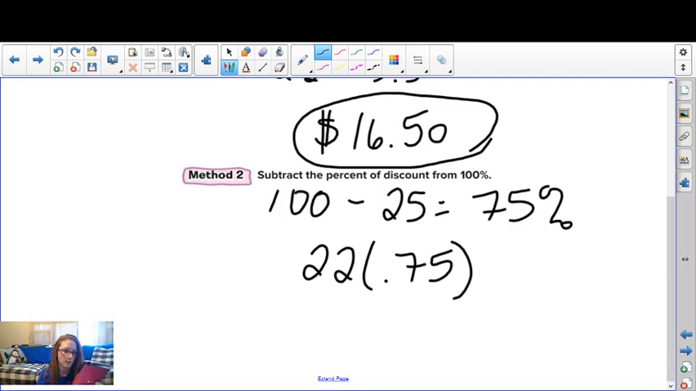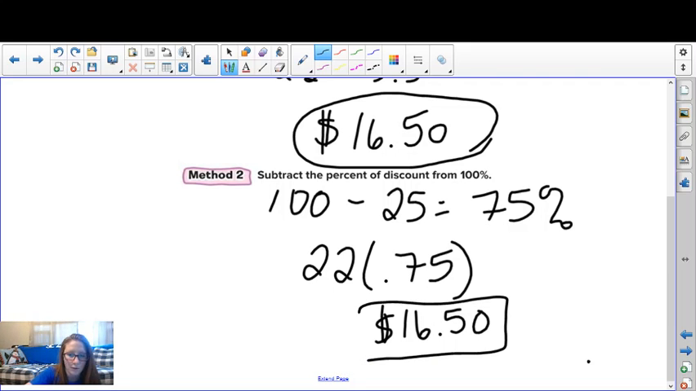Oh, I hit a button. There we go. Second quit always works. I get $16.50 right there. I think the reason I like this way more is because it gets me the answer in the end with the least amount of calculations, I guess. I just really like method 2 a lot better.